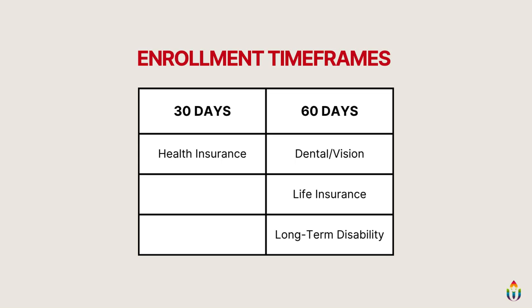Understanding enrollment deadlines is one of the most important aspects of benefit administration. For health insurance coverage, enrollment must be submitted within 30 days of the qualifying event. For dental, vision, life insurance, and long-term disability, participants have up to 60 days to enroll. Because different benefits have different enrollment windows, we recommend submitting all paperwork as soon as possible rather than waiting until the deadline approaches. Submitting early helps ensure coverage can begin on time and reduces the risk of missing an enrollment opportunity.